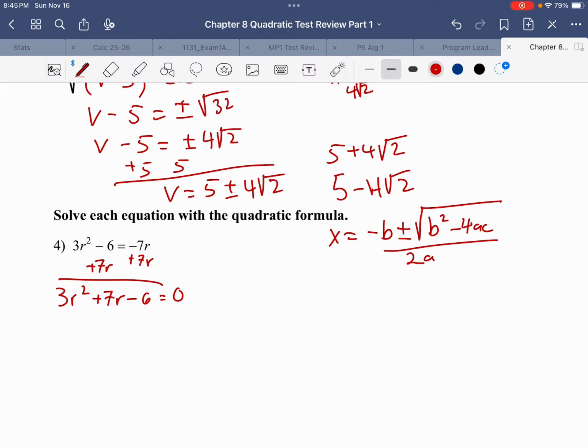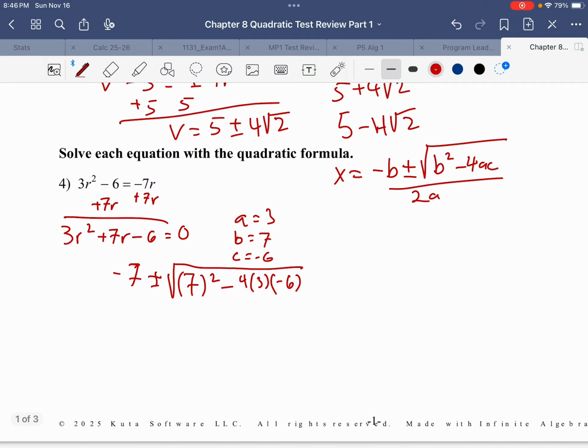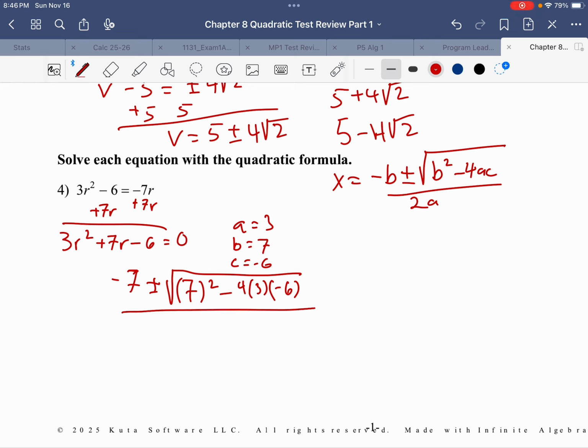So this looks like, a is 3, b is 7, c is negative 6. So it's negative 7 plus or minus the square root of 7 squared minus 4 times 3 times negative 6. All of this is being divided by 2 times 3.